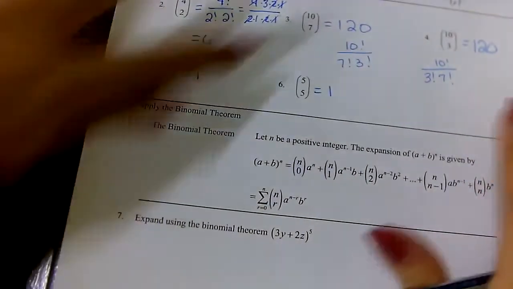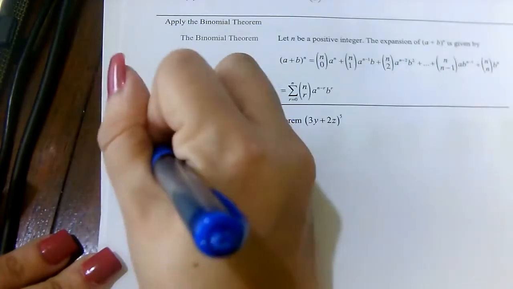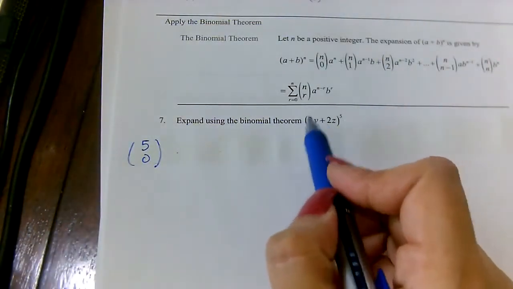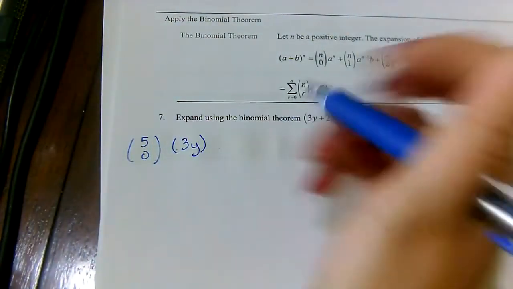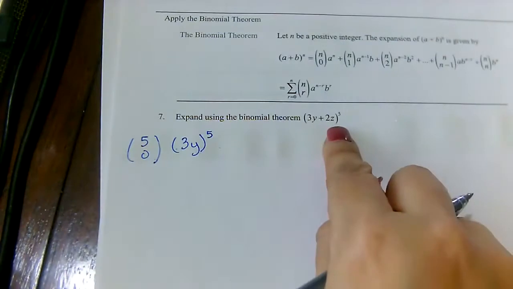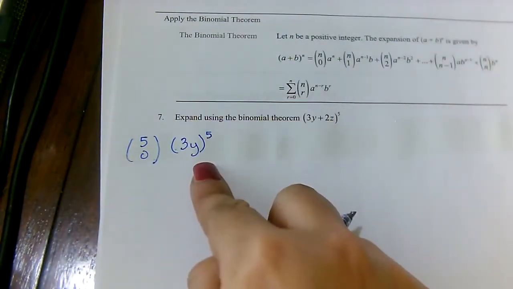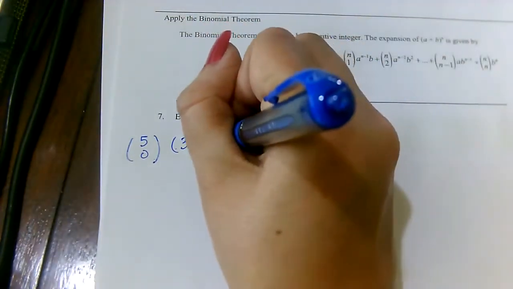Okay, so let's keep going here. I'm going to do 5, choose 0. So we're going to do 5, 0. Okay, and then I'm going to choose the first term. So here it's going to be 3y to the 5th power. And then you can put the 2z to the 0 power, but that's going to end up being 1. So I'm not going to even put that here. I'm going to move on to the next one.